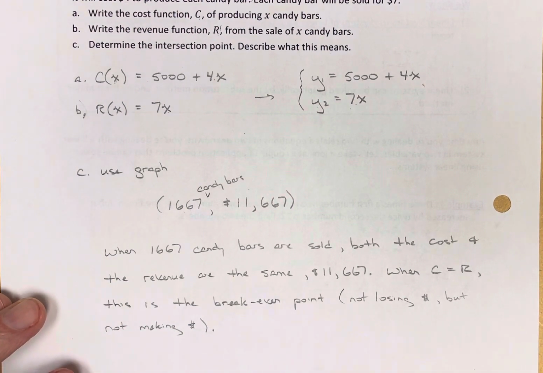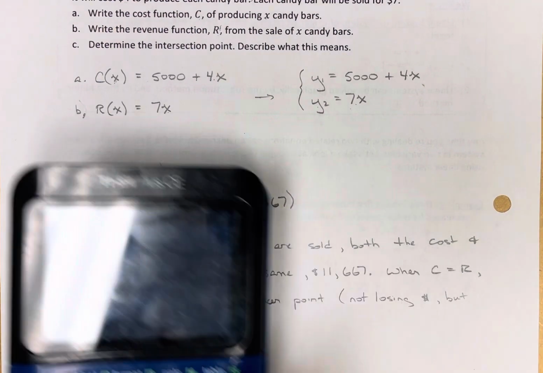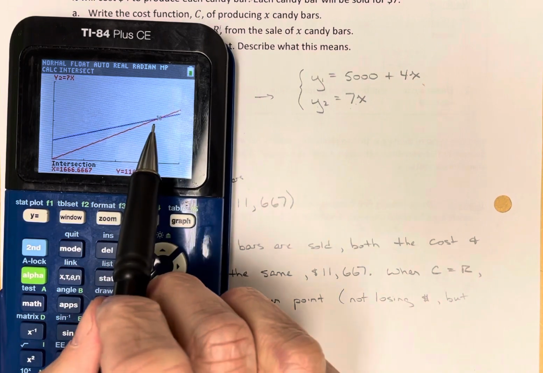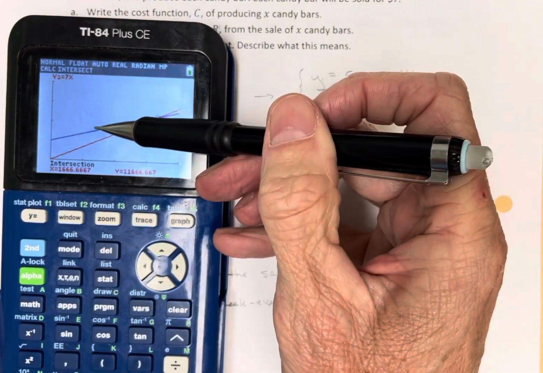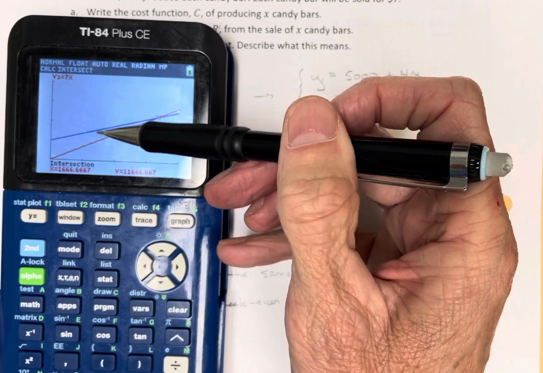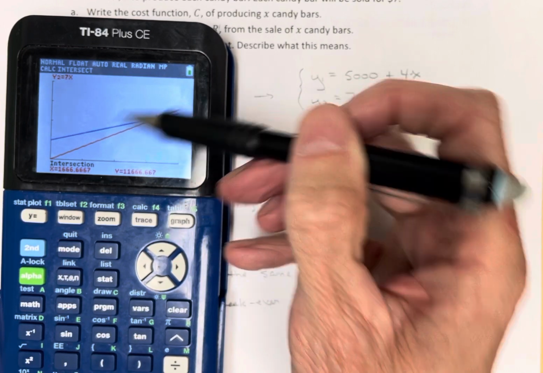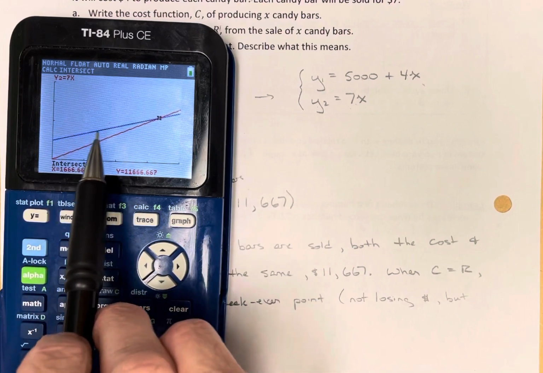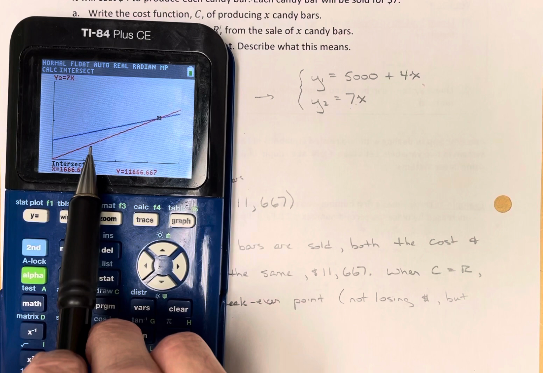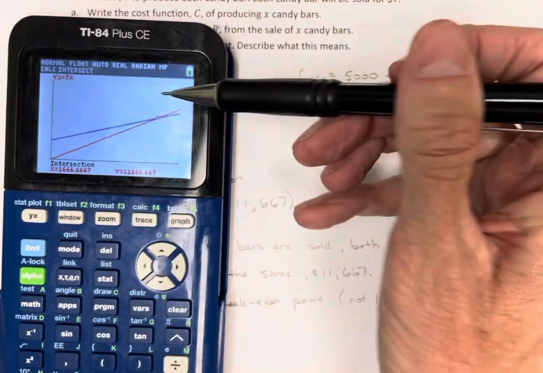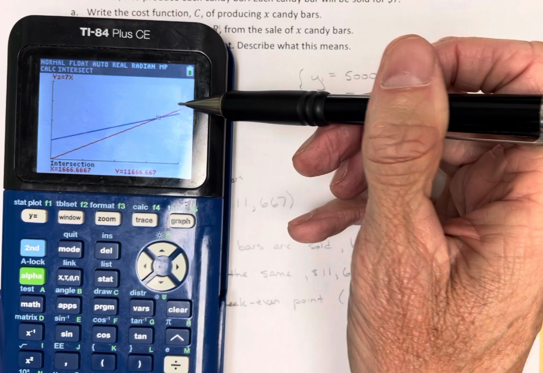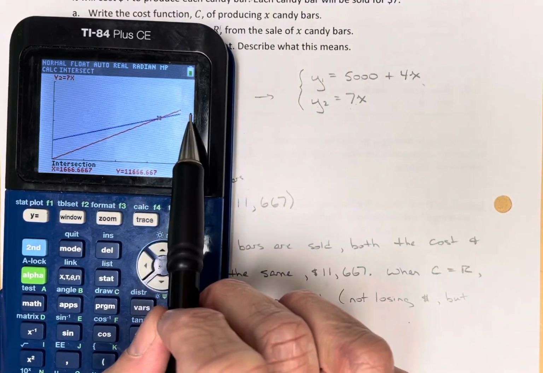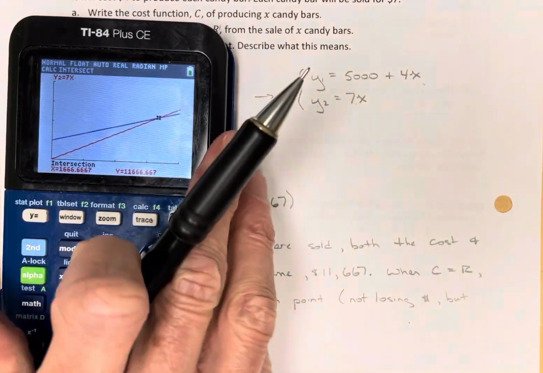Okay? And if we go back to the graph, all right, if we're to the left of the break-even point, the blue line, which is the cost, exceeds the red line, which is the revenue. So to the left, we are losing money. Our costs are higher than our revenue. To the right of the break-even point, our revenue, the red line, is above the blue line, the cost. And so we want to be to the right. We want to be making money. We don't want to be losing money.